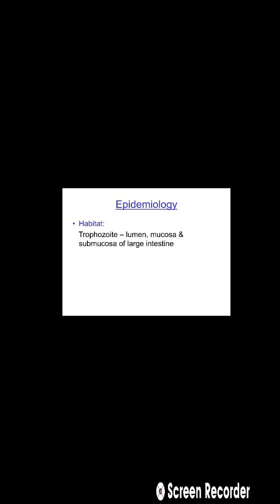Now, habitat: trophozoites inhabit the lumen of the gastrointestinal tract and also the mucosa and submucosa of the large intestine. There are three stages in the life cycle: trophozoite, pre-cyst and cyst, but mainly remember it is trophozoite and cyst. It is the game of trophozoite and cyst.